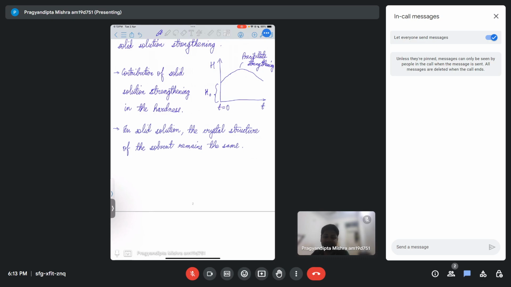In solid solution, essentially, what is formed after you add solute atoms to the solvent is a solid solution. You'll see that the crystal structure of the solvent will remain the same. There is no change in the essential crystal structure. The solute atoms will just go and occupy spaces in between. We'll come back to that in some time. But precipitates can have a very different crystal structure.